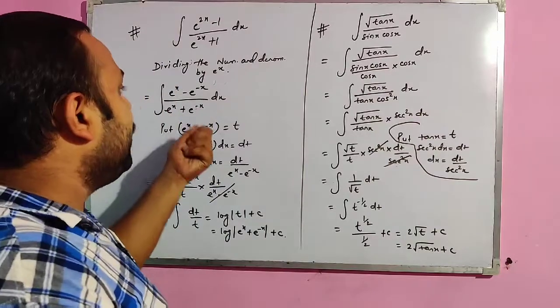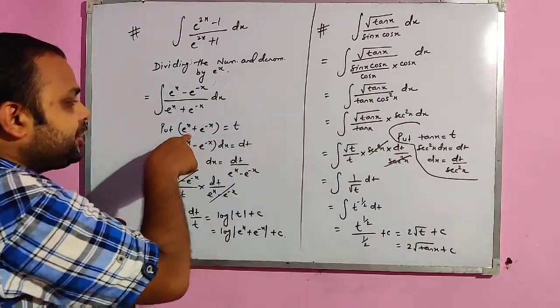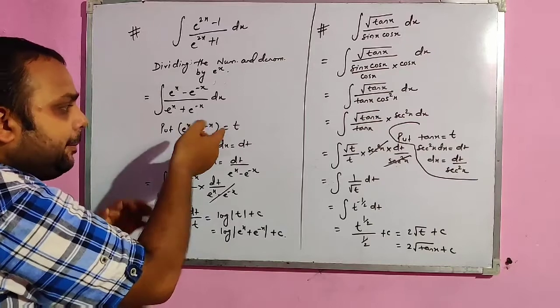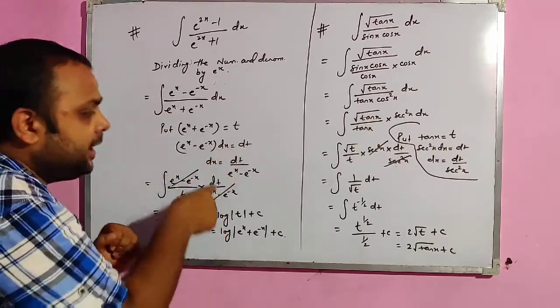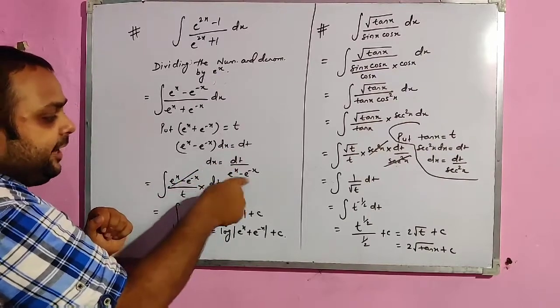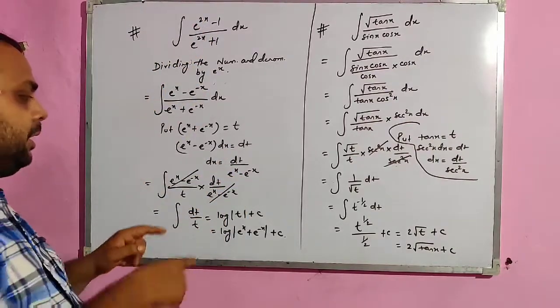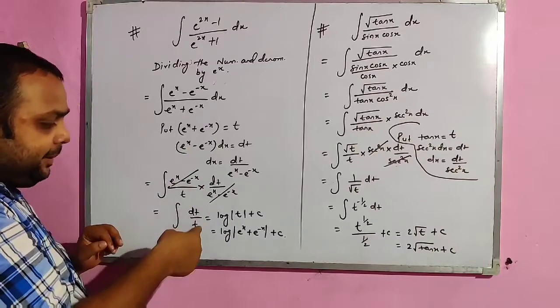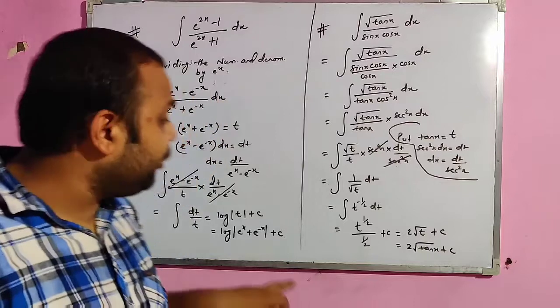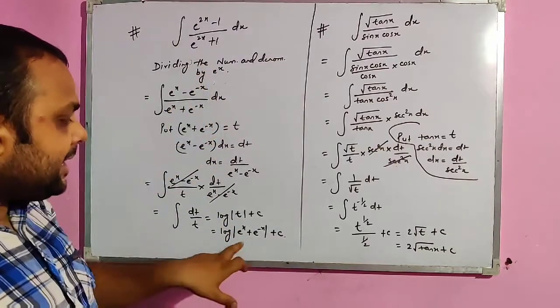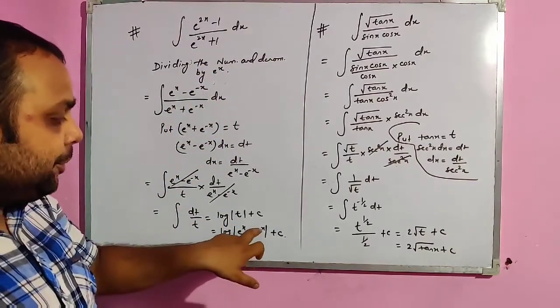Now I have taken the denominator as t. The differentiation of this is e to the power x, minus e to the power minus x, so minus comes ahead. Minus of e to the power minus x dx equal to dt. So dx is equal to dt by this value. Substituting it in the question, they both eliminate. We got dt by t, which is log of t plus c. Again substituting the value of t, we got the answer log of e to the power x plus e to the power minus x plus c.